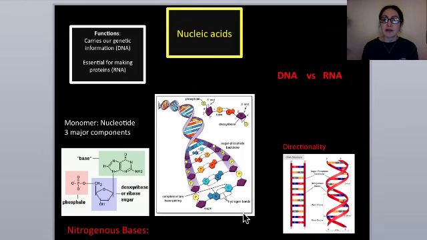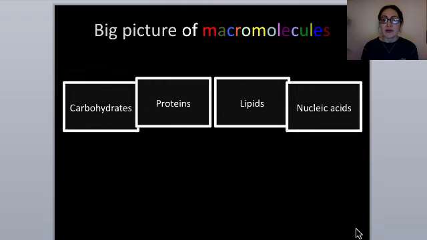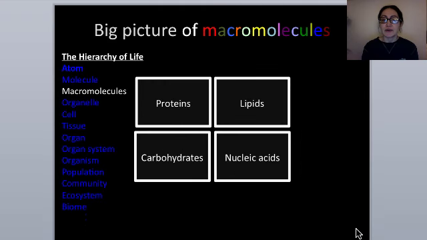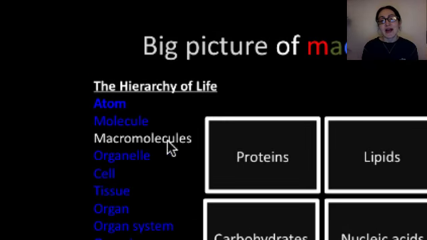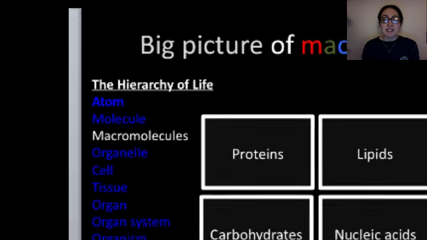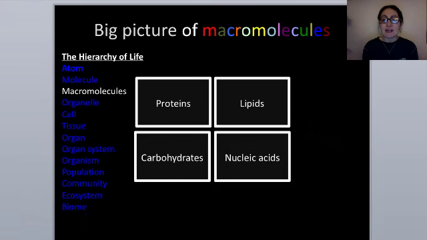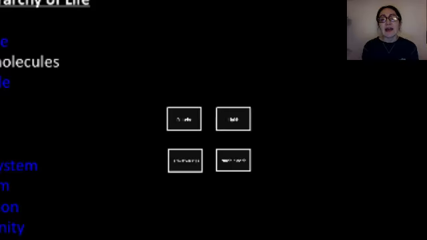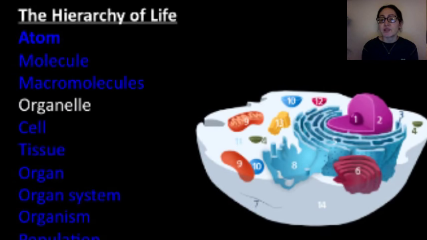Okay, so this wraps up our lesson on macromolecules, and these four macromolecules seen together will fall on the hierarchy of life right under the molecule. Because if you remember, the hierarchy of life going from atoms to biomes, okay, where do the macromolecules fit? Well, it's still considered to be part of the molecule, even though it's a much bigger molecule. So let's just kind of zoom out for a moment and look at the bigger picture of these macromolecules. So the next part on the hierarchy of life is the organelle. So if we take these macromolecules, we find that they are the major components of these organelles.